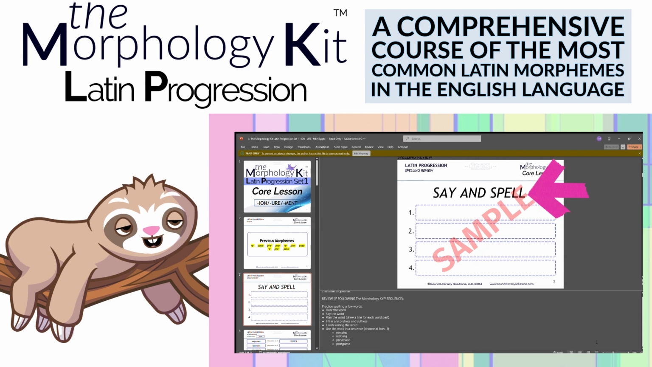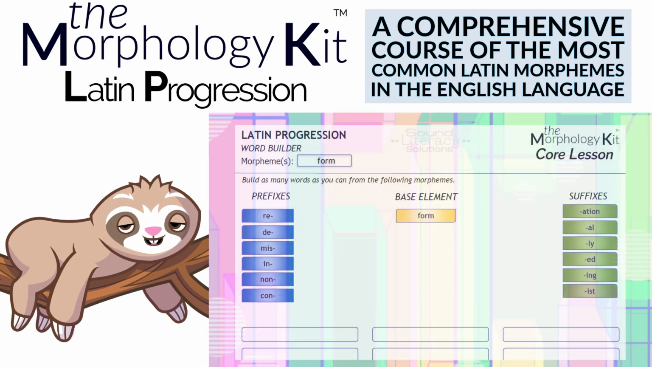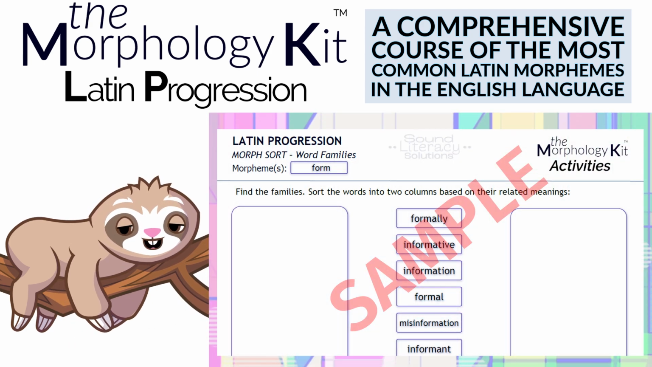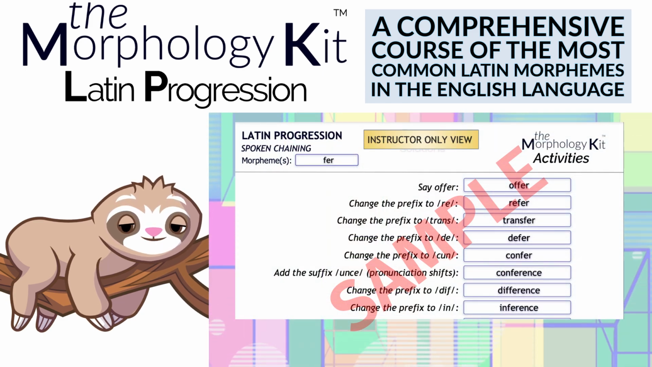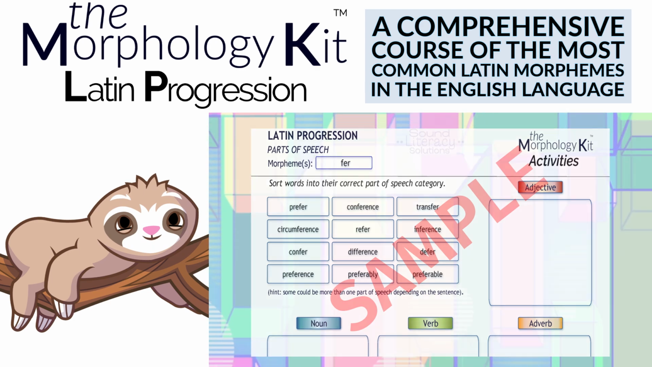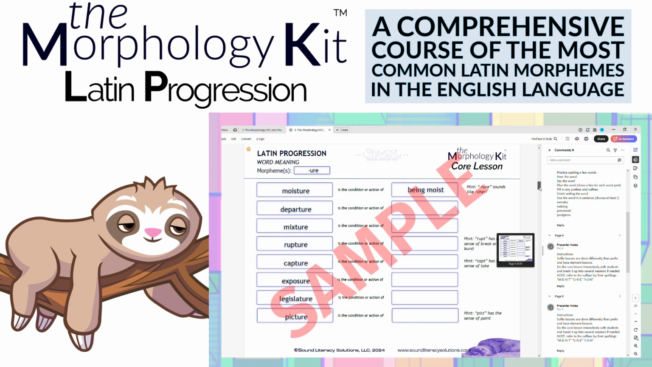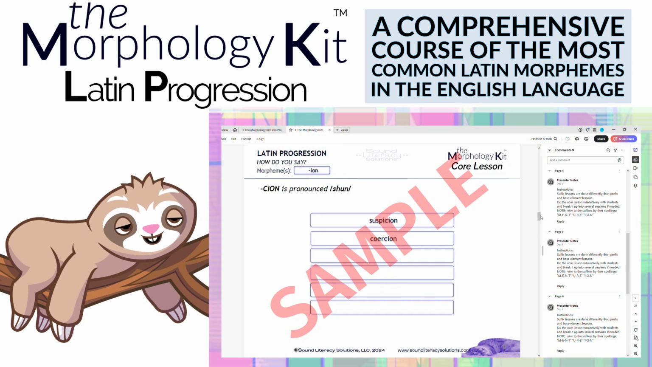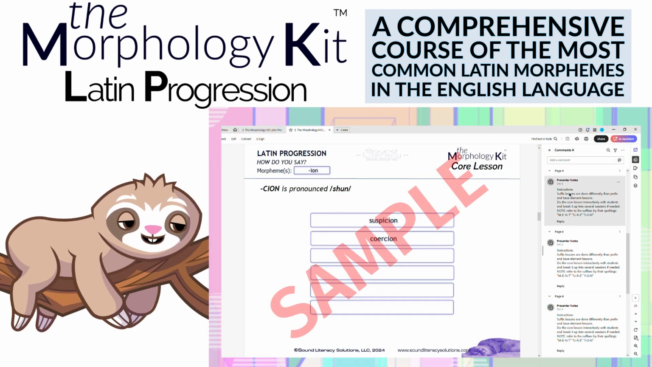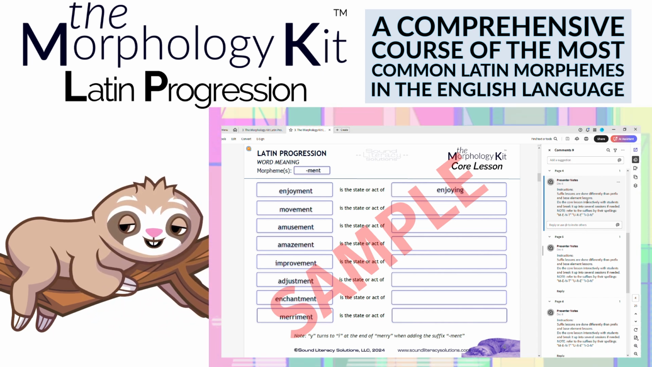Each lesson focuses on a specific morpheme, offering a variety of engaging activities like word building, sorting, and matching. There are spoken and spelling word chains, parts of speech activities, among many others. These activities are designed to make learning enjoyable and interactive, promoting a deeper understanding of word structures. These lesson activities not only reinforce their learning, but also help them apply their knowledge in context.